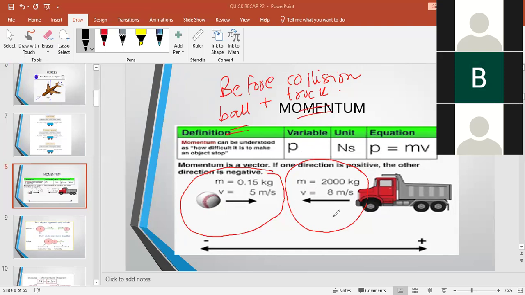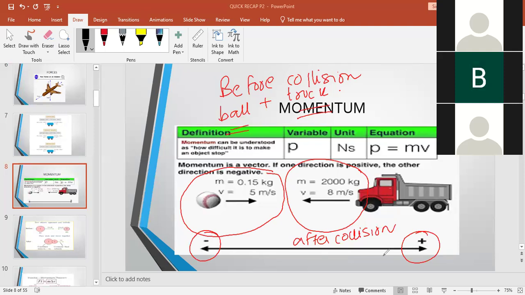When they both collide, one will move in the opposite direction to the other. Obviously, the truck is heavier, so we will take its velocity as positive, and the ball is lighter, so we'll take its velocity as negative. So after collision, also the mass will remain the same.